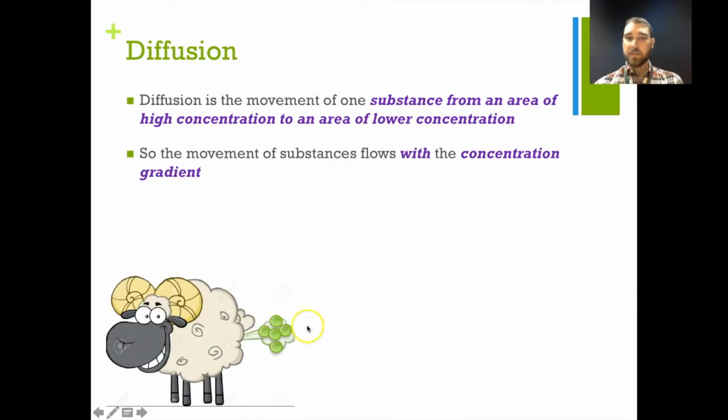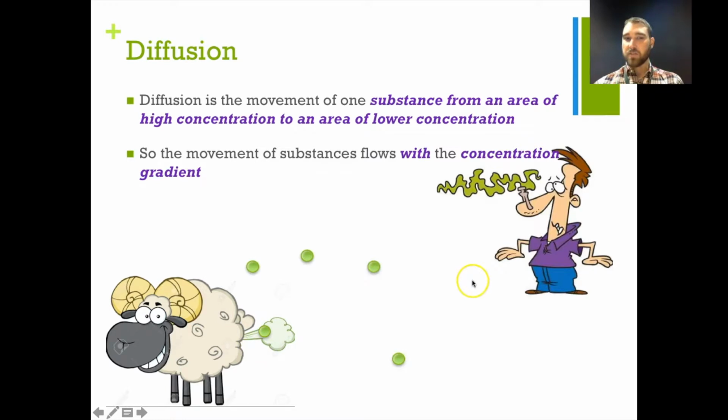If we have a look at our sheep that has done a fart. With that fart, we have a high concentration of poo gas in one place. As time goes on, we move from high concentration to low concentration, so the air around it. So this is a good example of diffusion.